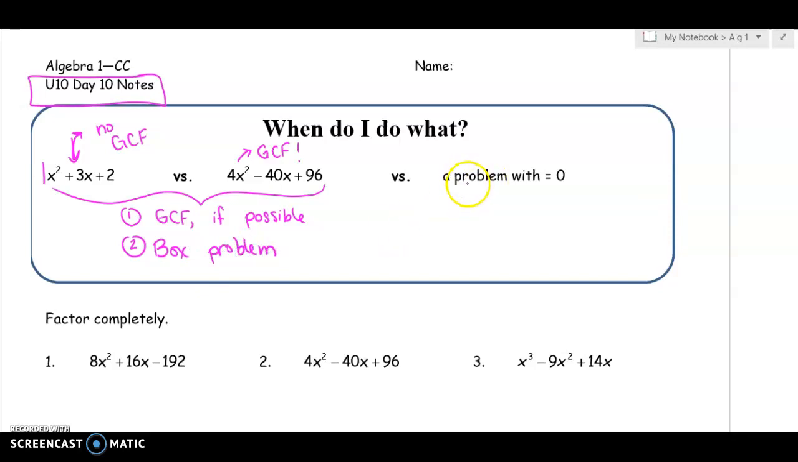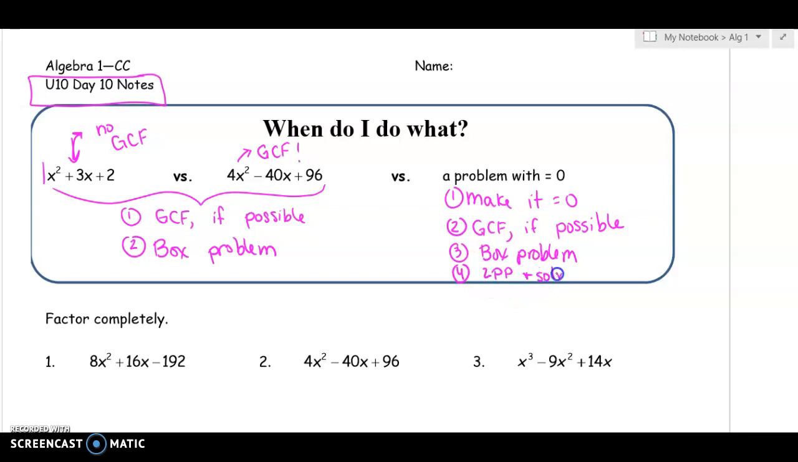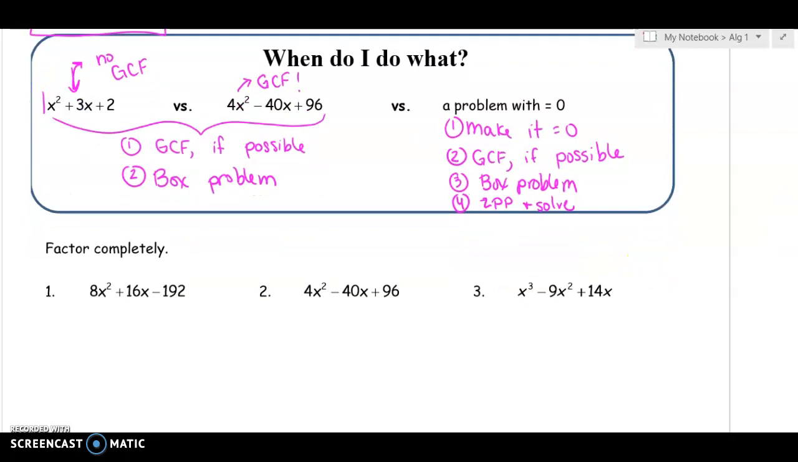If it's a problem that equals 0, you want to make sure that it is equal to 0 first. Second step is you'll do a GCF if possible. So if there's a number other than 1 in front of the x squared, do a GCF. Step 3, you'll do the box problem. Multiplies to be this, adds to be that. And then the final step is you're going to do ZPP and solve. Set things equal to 0 and solve. So those are your steps depending on what kind of problems you have.